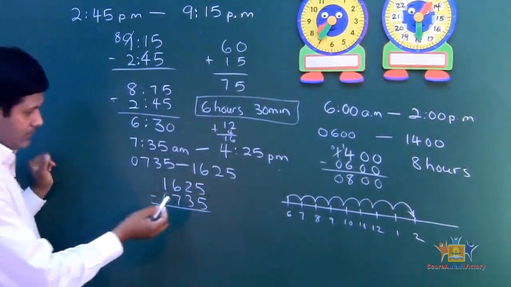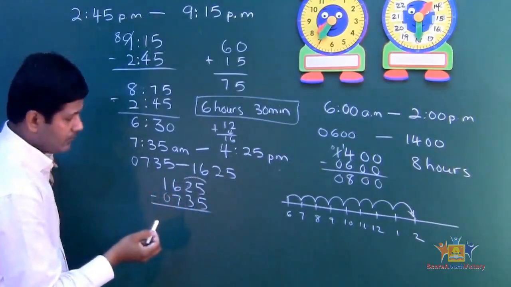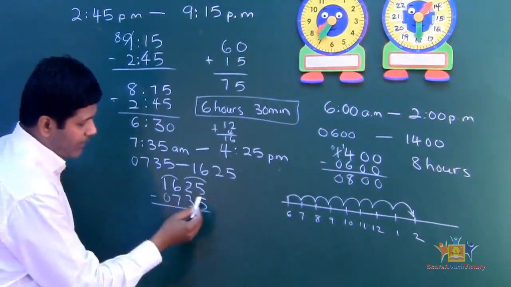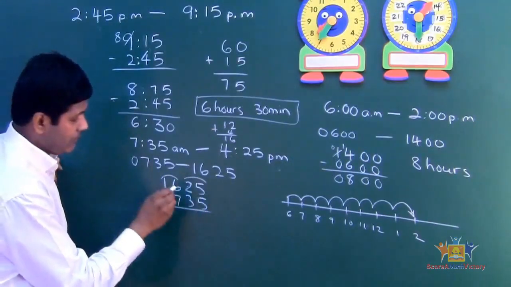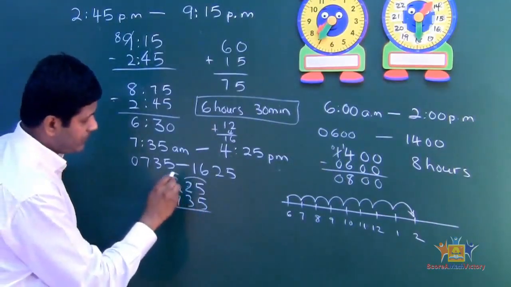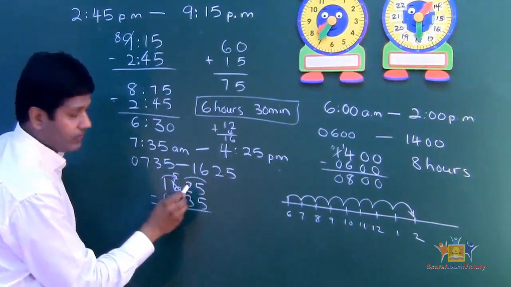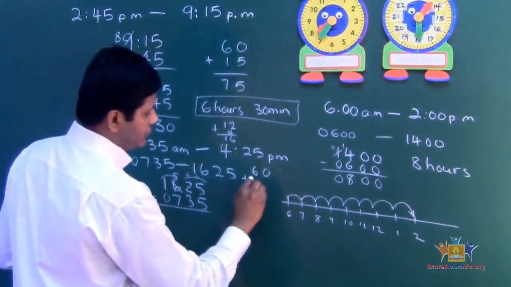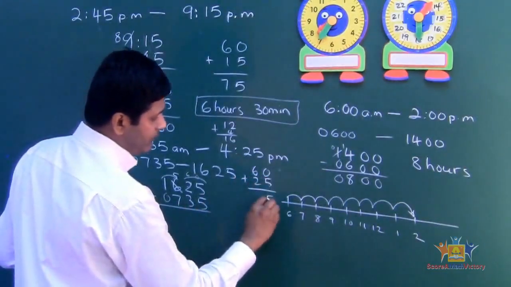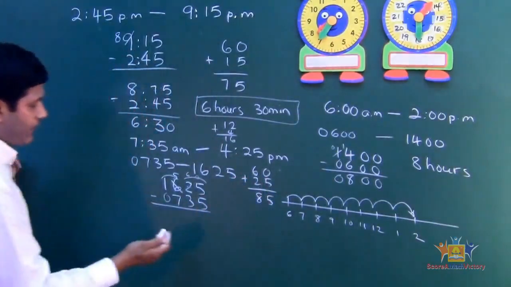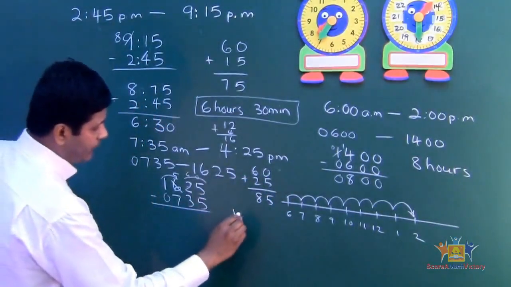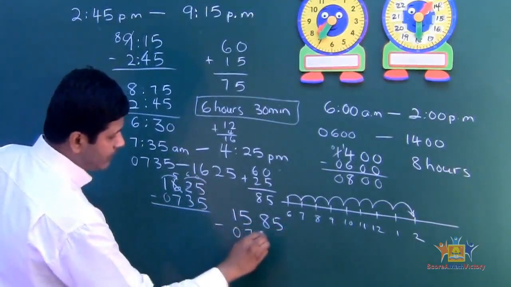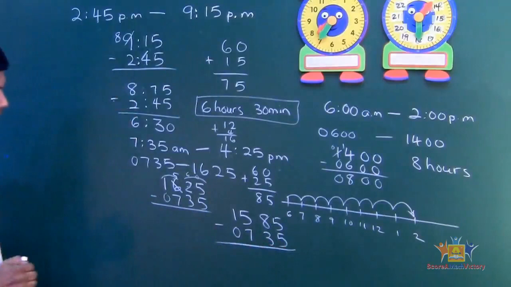Now look at this. This is representing the minutes. This is representing the hour side. Okay? 25 minus 35, you cannot. You have to borrow from 6. So 6 becomes 5. You add 60 to that. So 60 plus 25 gives me 85. So I'm going to rewrite this. It becomes 1585 minus 0735. Okay? Now I can subtract.